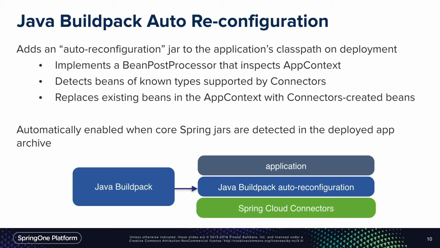So this functionality in the Java Buildpack is automatically enabled anytime that the Java Buildpack detects any Spring libraries in your application. So if it detects it's not only a Java app, but a Spring app, then it'll drop this auto reconfiguration library in there. This auto reconfiguration library uses Spring Boot to do all of the work that it does. And you'll see what that looks like in a little bit.